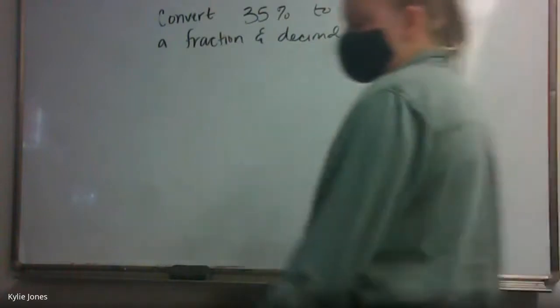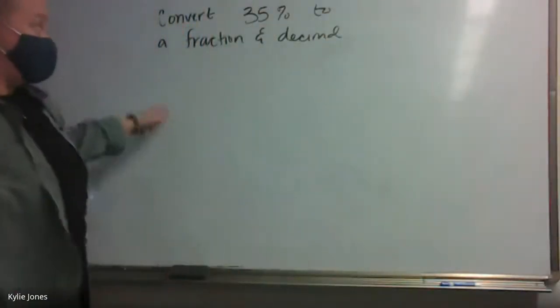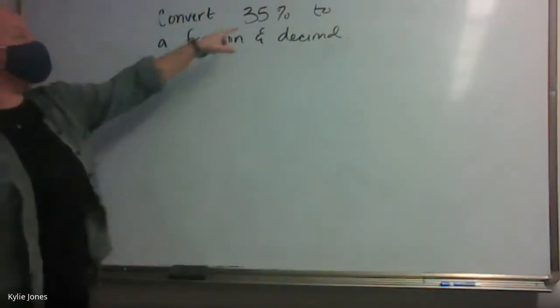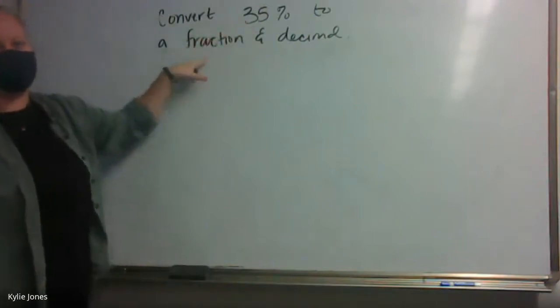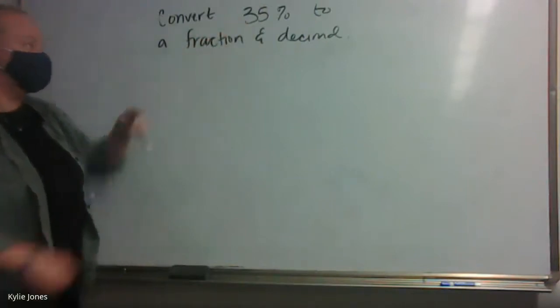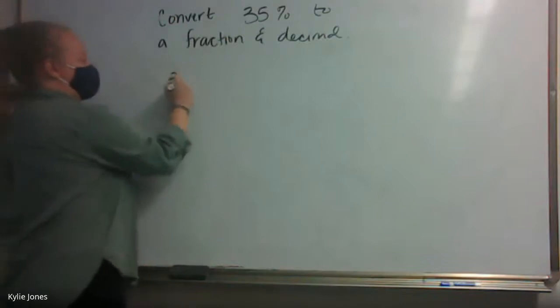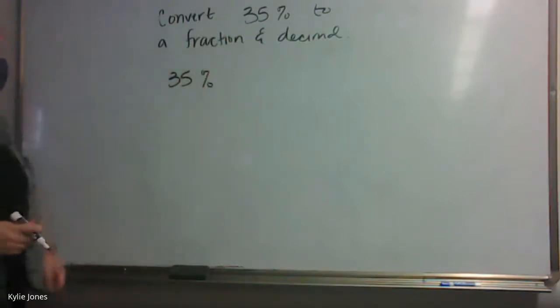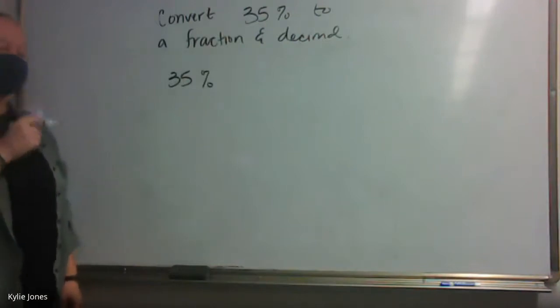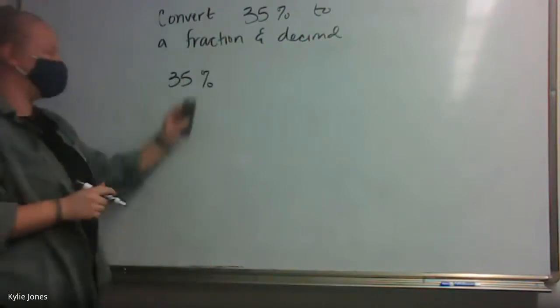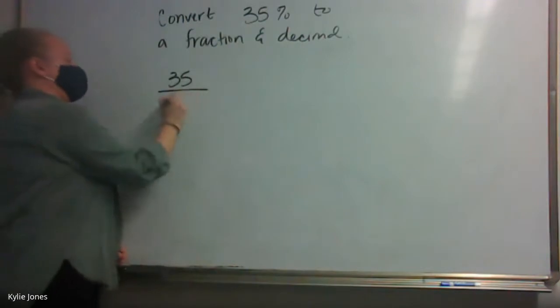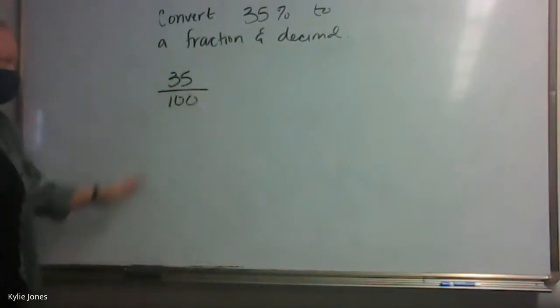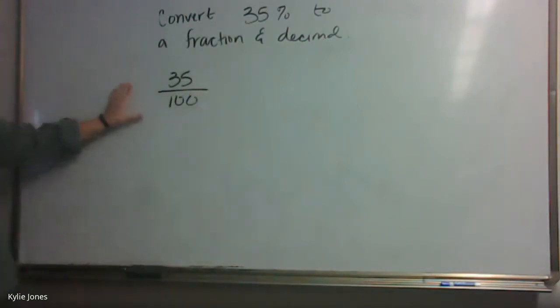Alrighty, let's go ahead and go over these. Let's start with taking 35% and changing it into a fraction. What's my first step? I have the number 35%. How do I make it a fraction? We've got to take away our percent sign and put it over 100. Am I done? No, simplify. If you got this far, it's going to be half credit because we can simplify this.